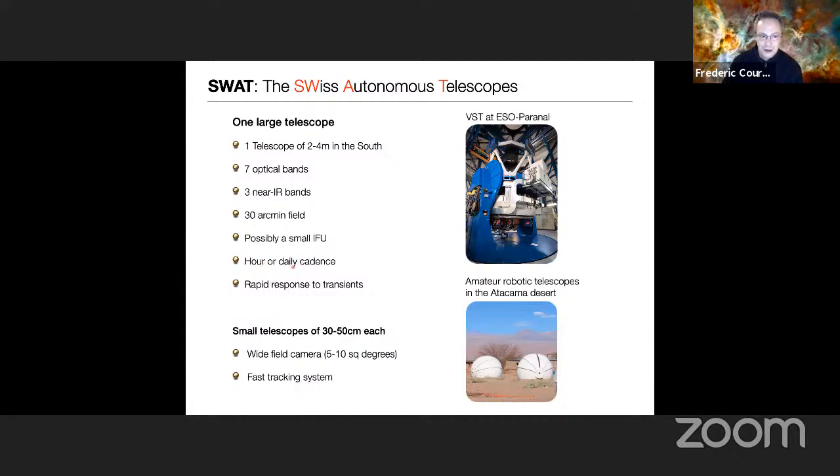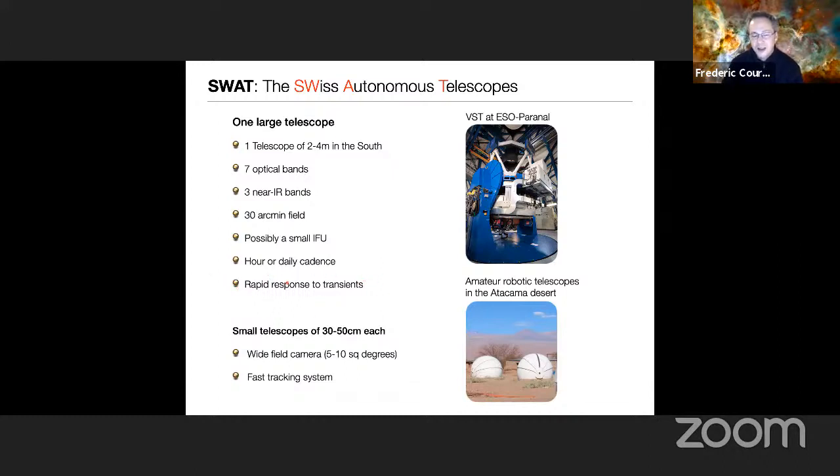Daily cadence, not necessarily, but you want at least this, because the cadence of LSST will essentially be one point on any light curve every few days in the best case, and sometimes not even in the same filter. So if you want light curves like the ones I showed before, you can't do this with LSST. And you also want rapid response to transients.